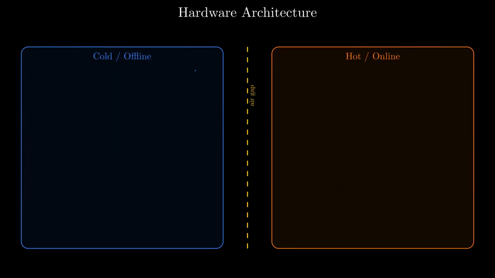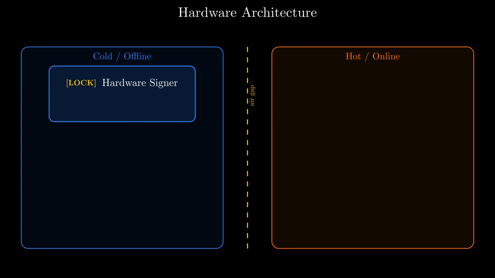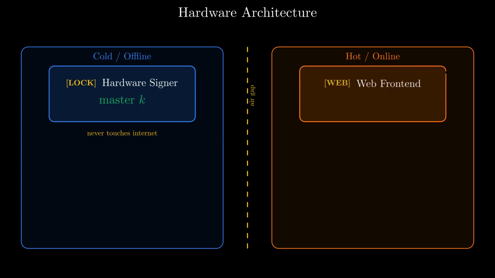Map this onto real hardware. The hardware signer, often misnamed the hardware wallet, holds the master private key in cold storage. It never touches the internet. The web front end, running on your laptop or phone, holds only the master public key K. When a customer wants to pay you, the front end picks a fresh tweak, computes a child public key, and shows the address as a QR code. It can do this thousands of times without ever contacting the hardware.